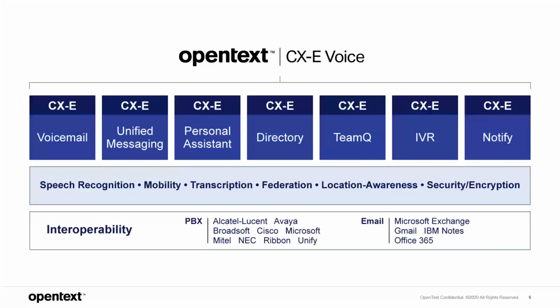Interoperability is still core to the CX-E solution, where we can interop with whatever the call control or the PBX product is that's out there, as well as on the email side. We've got this middle layer of technology, whether it be speech recognition or mobility or federation, all those types of things to really drive the applications that we deliver to you, our customer. So that doesn't change. The name has changed, but the applications are the same.